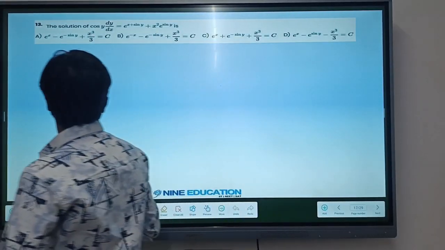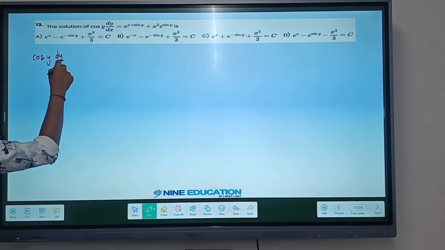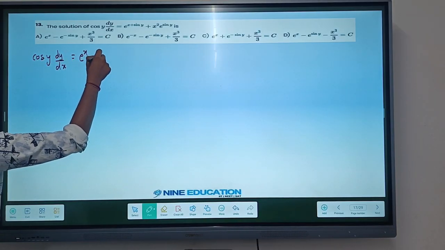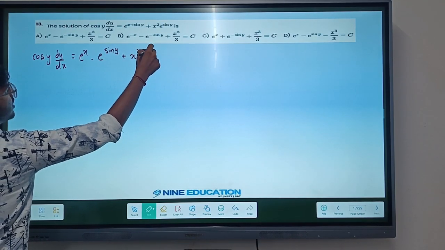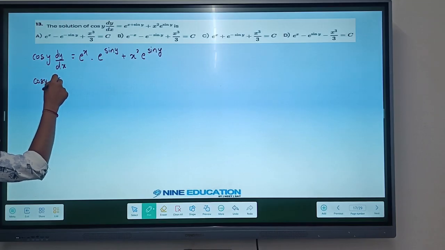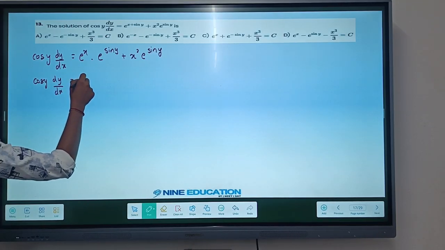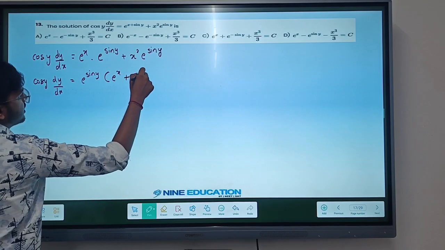Okay, next question on differential equation. We have cos y dy by dx. So you can write it as e power x into e power sin y plus x square e power sin y. So e power sin y I can take common, cos y dy by dx equal to, if I take e power sin y common, what remains? E power x plus x square.